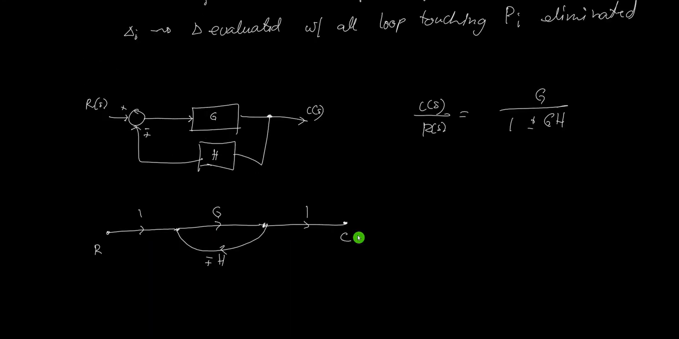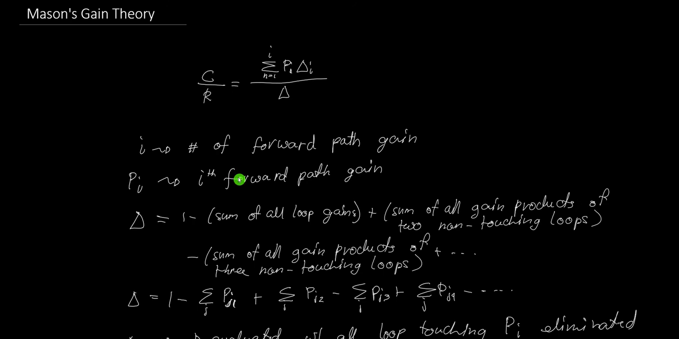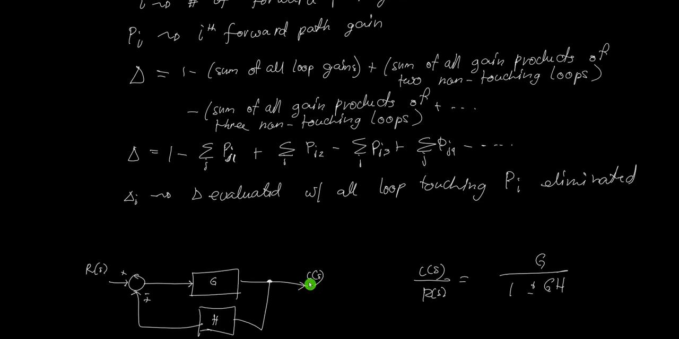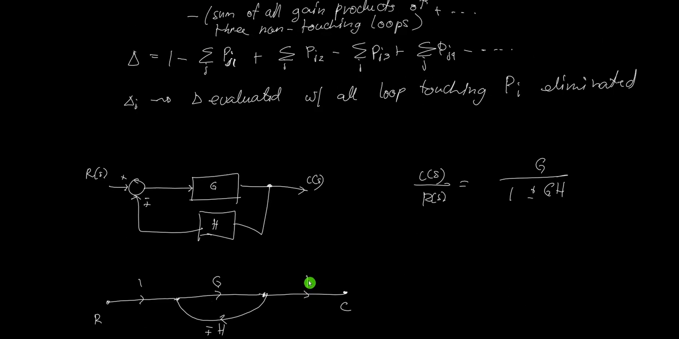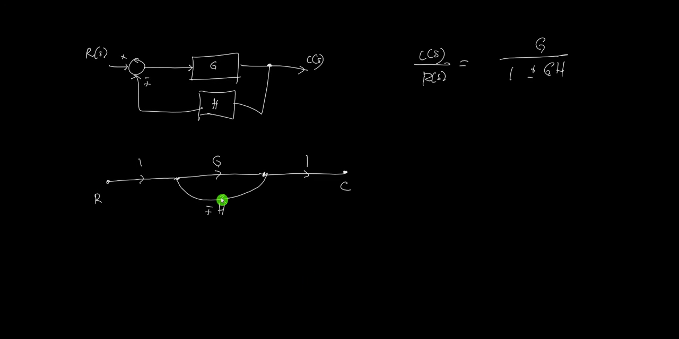Now, we will apply Mason's gain formula here. The first thing that we will be looking at is the forward paths. How many forward paths do we have? We only have 1. A forward path is the path connecting the input to the output directly. So this is the forward path. And what's the gain of that forward path? We only have 1, so Pi, i is equal to 1.